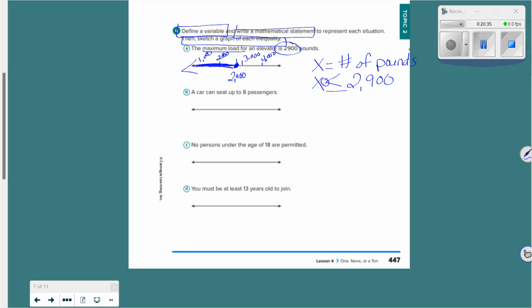All right, a car can seat up to 8 passengers. So what are we talking about? X is the number of passengers. So X and 8 are what I'm talking about. It says it can seat up to 8. Does that mean it can seat 8 people? Yes. So I'm going to have that line. It can equal 8. Can it seat more than 8? Can it seat less than 8? Yes. So it is less than.